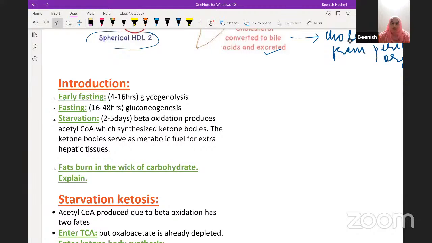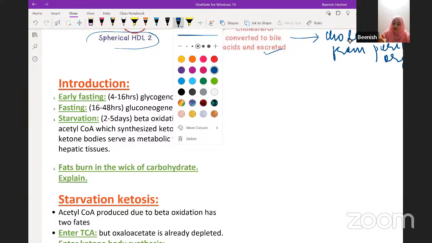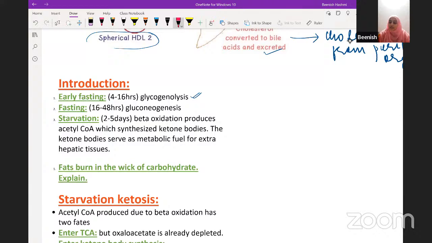So introducing you to the ketone bodies, firstly, we should know what the concept of ketone body synthesis is and when it takes place. In the early fasting state, we all know, from 4 to 16 hours, glycogenolysis is taking place. That is, your glycogen reserves are being used. After 16 hours, when the glycogen has been depleted, what happens? The body enters the second stage of fasting, where gluconeogenesis is happening. So the body is synthesizing glucose.